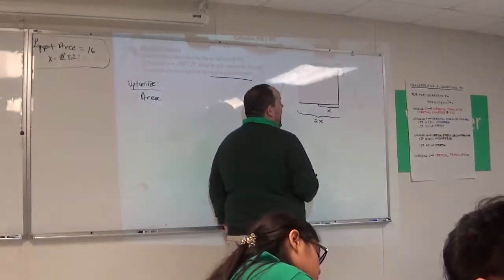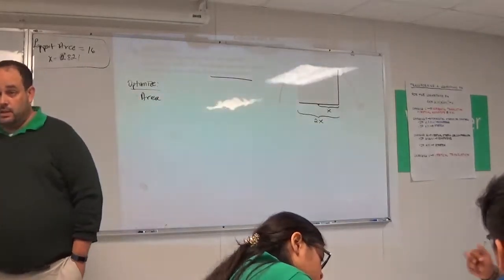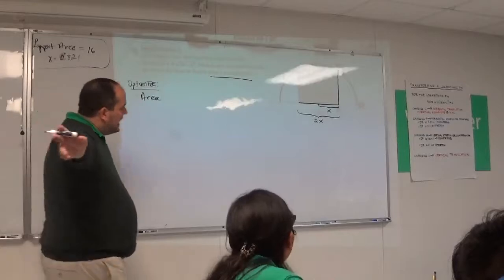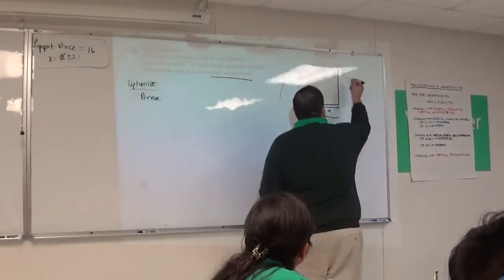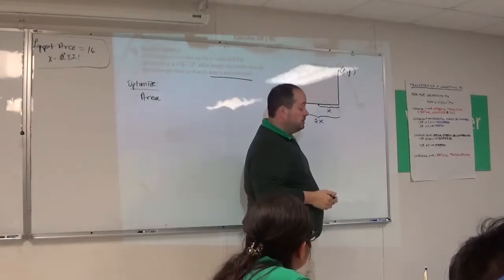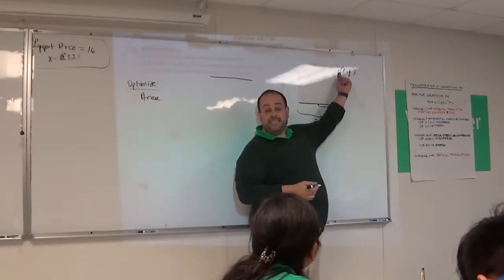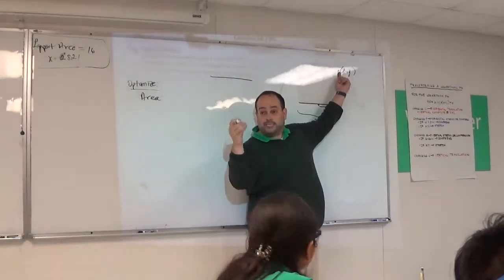2x. How tall is the rectangle? X. It's not necessarily x. What it is, it's the y value on the circle. However far to the right I'm going, I go up until I hit the circle. I hit the point on the circle.